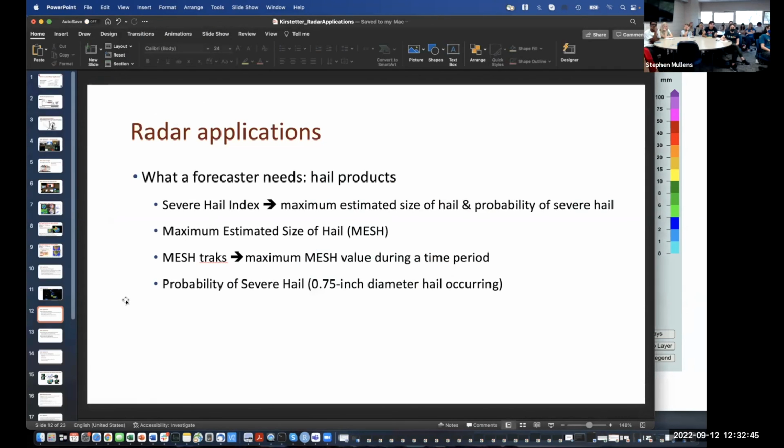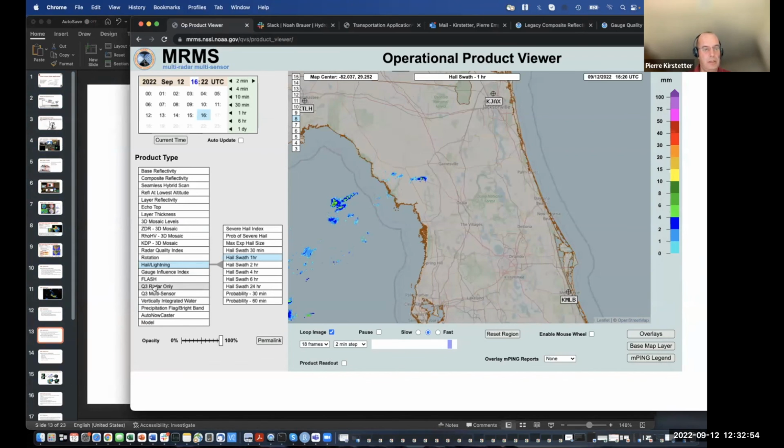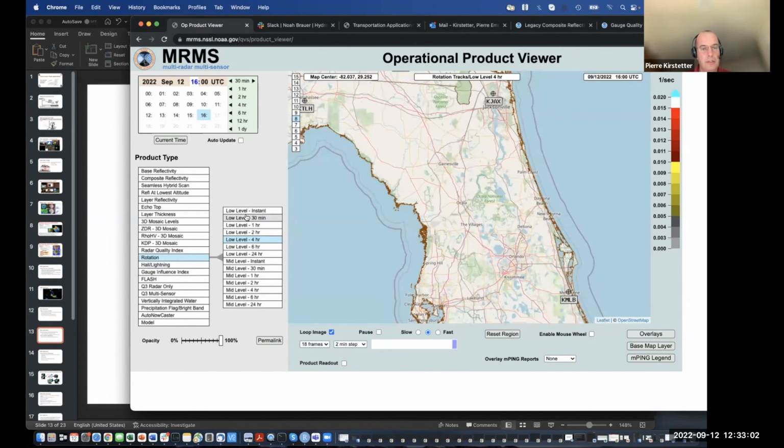Okay, thank you. Hail product. We have also from radars, you can get velocity-based, rotation-based products. I need rotation here. Well, at the low levels, at this time, nothing much is going on. Very low rotation values.